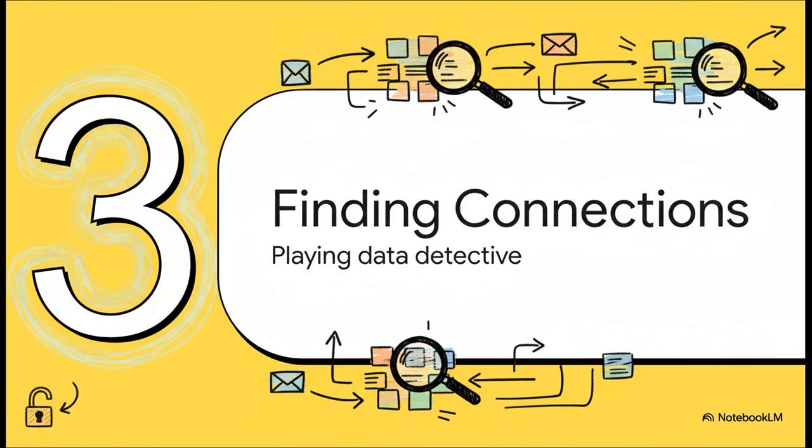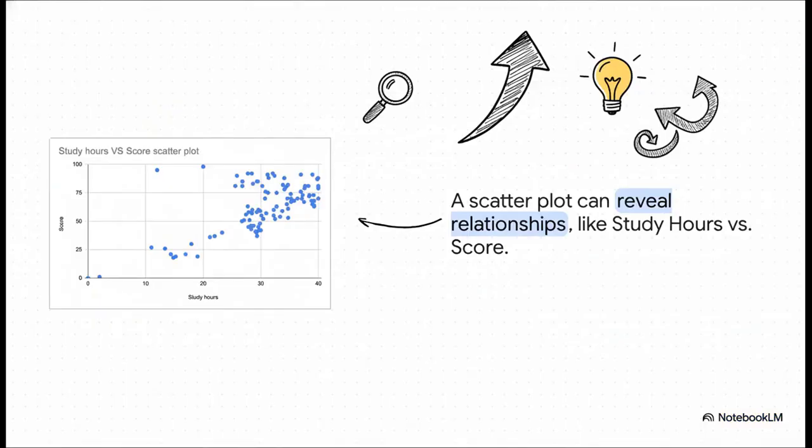Okay, so we've gotten pretty good at describing a single set of numbers. But you know where the real magic happens? When you start finding connections between different things. It's time to put on our detective hats. Honestly, one of the best ways to find a connection is to just look for it.